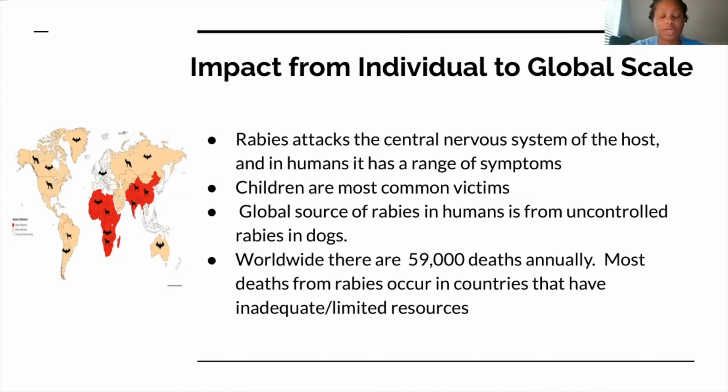That's not usually a common problem in the US, where we have vaccine mandates and we spend 300 million annually to prepare our dogs and keep them vaccinated. It's more so in undeveloped countries. Worldwide, there are 59,000 deaths annually. And as I mentioned before, most of these deaths occur simply because other countries don't have the resources. It's not a big priority for them, or they just don't have the money to make it a priority.